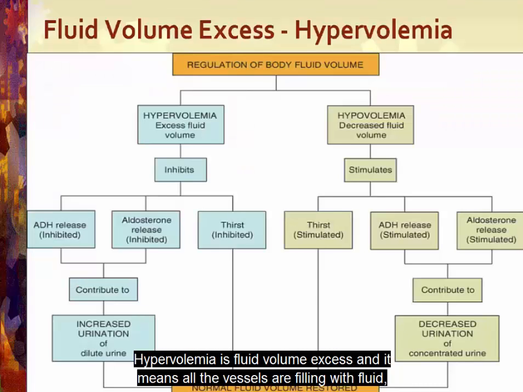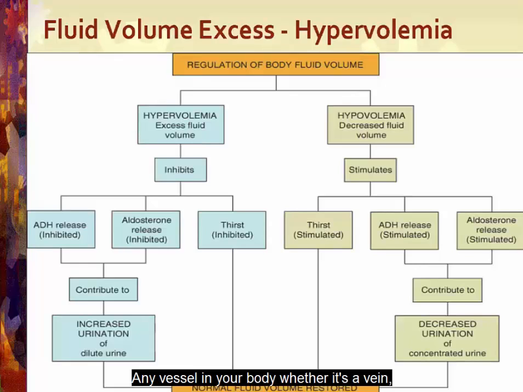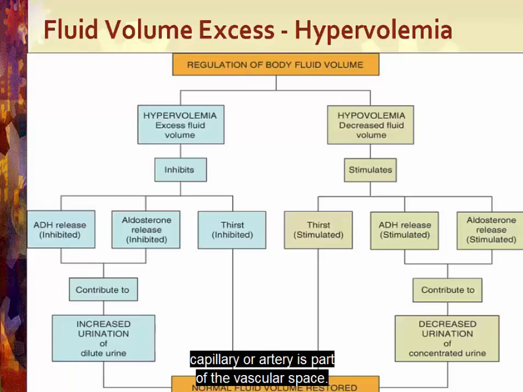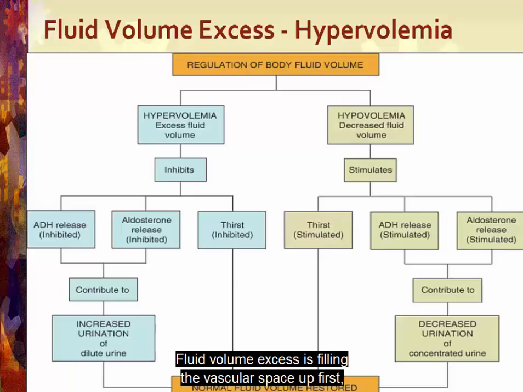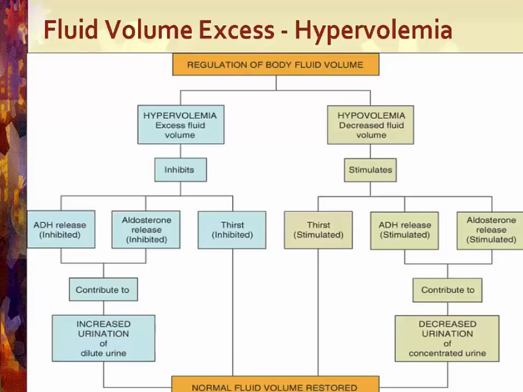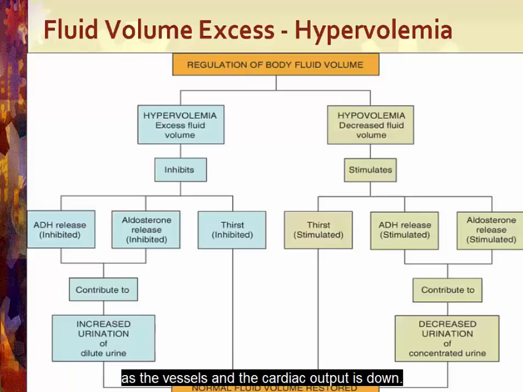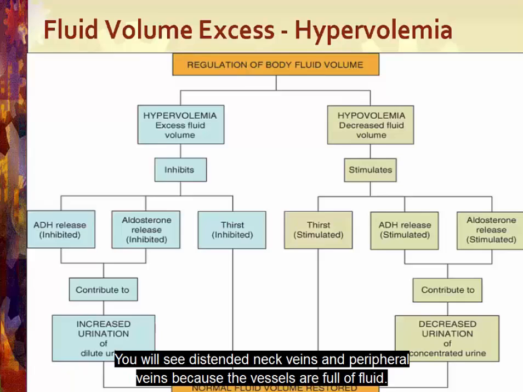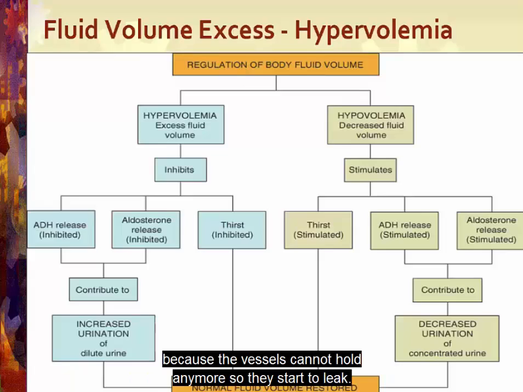Hypervolemia is fluid volume excess, and it means all the vessels are filling with fluid. Too much volume in the vascular space. Any vessel in your body, whether it's a vein, capillary, or artery, is part of the vascular space. Fluid volume excess fills the vascular space first, then it goes into the tissue, and that is when you see edema. The chambers of the heart are filling up with fluid as well as the vessels, and the cardiac output is down. You will see distended neck veins and peripheral veins because the vessels are full of fluid. Peripheral edema and third spacing can occur because the vessels cannot hold any more, so they start to leak.